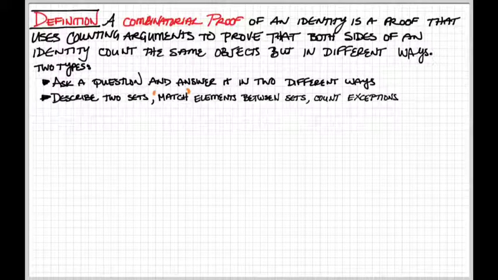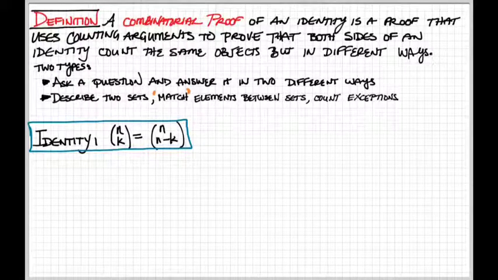A second way is to describe 2 sets and essentially match the elements between the 2 sets up, and then count the exceptions between those sets. That often will lead to an identity as well. So let's look at identity 1, that n choose k is the same as n choose n minus k.